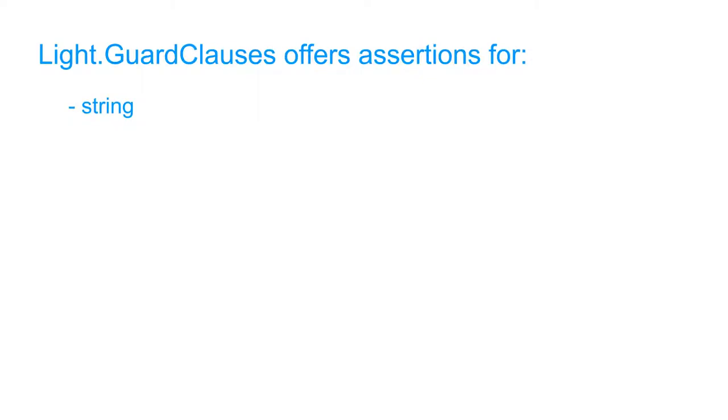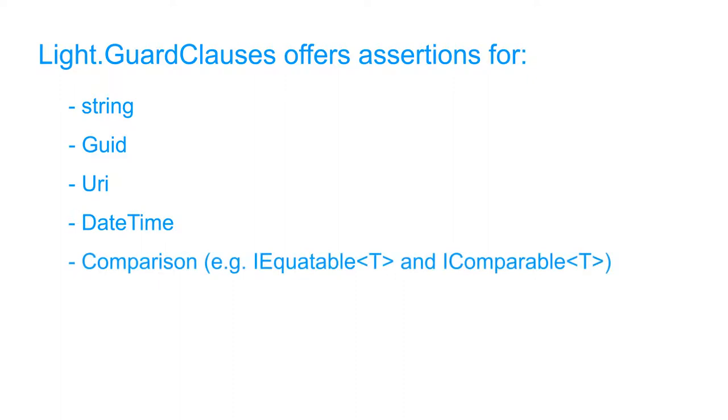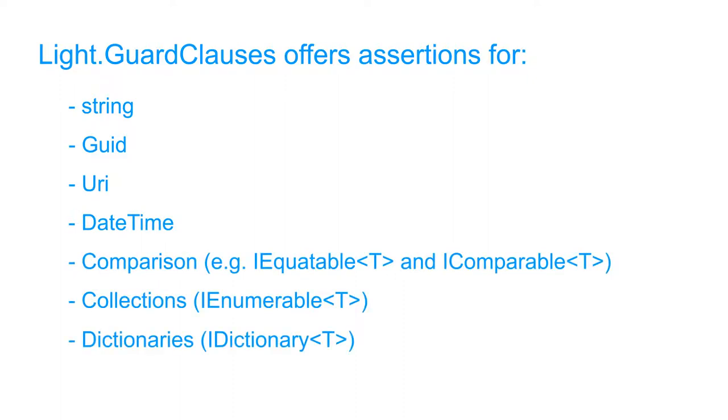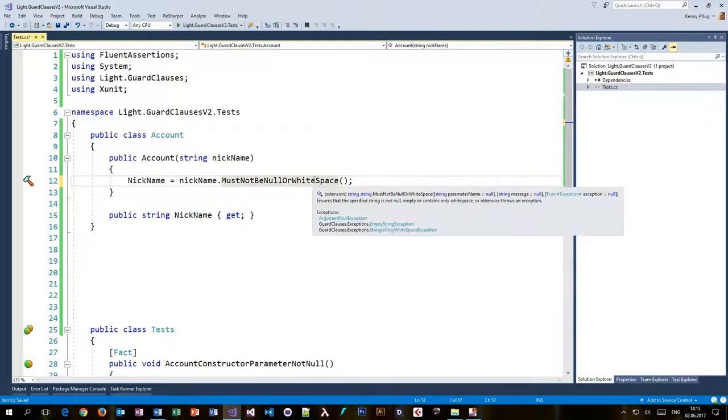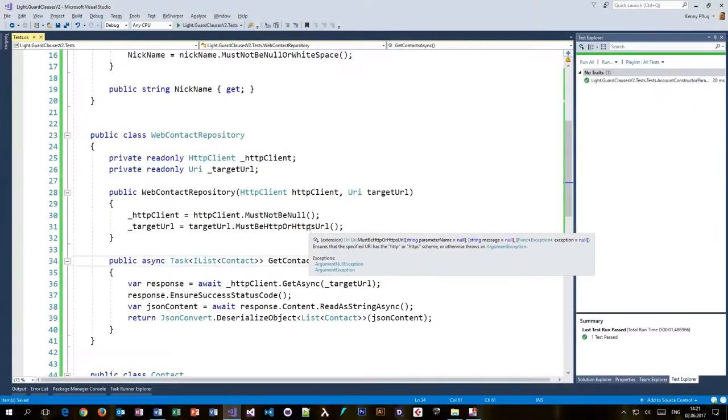Light.GuardClauses offers you assertion methods for strings, GUIDs, URIs, datetimes, for equality and comparison checks, for collections, dictionaries, and probably other types in the future. For example, strings can be easily checked if they are null, empty, or contain only whitespace. And all this can be done in a single method call which throws different exceptions depending on the invalid state of the string. In this other example where we want to implement a repository that gets data via calling a web service, you can see that we check the incoming URI for being a non-null absolute URI using the HTTP or HTTPS scheme, all with one line of code.